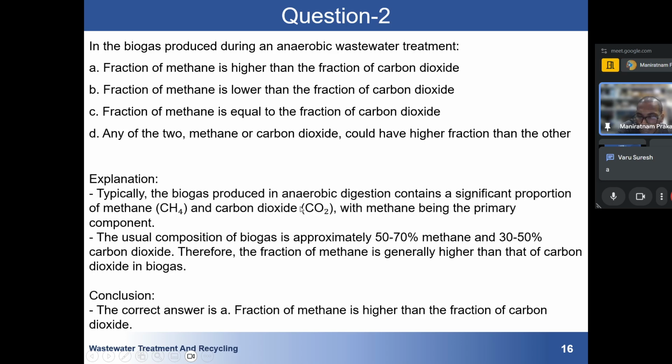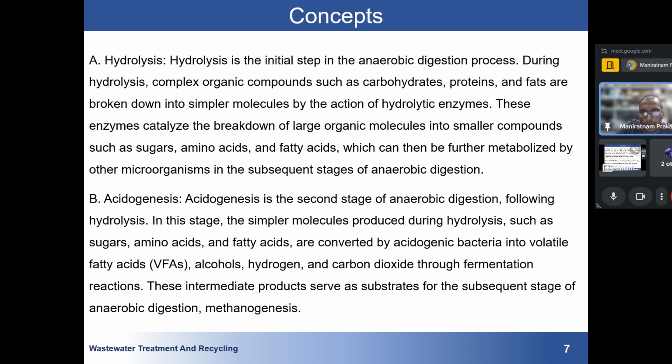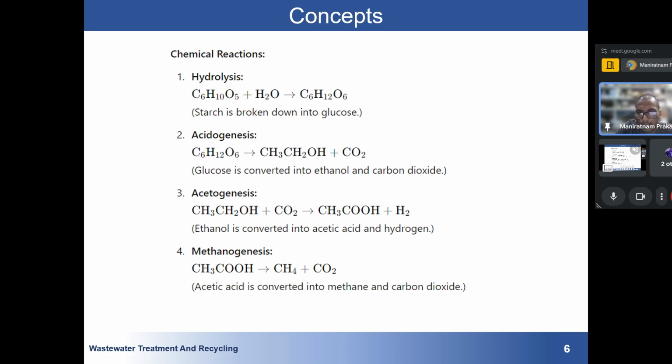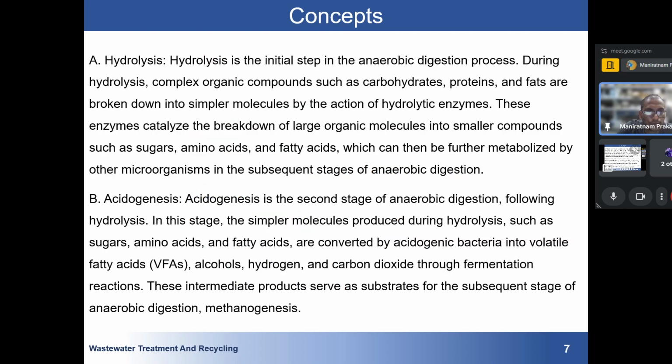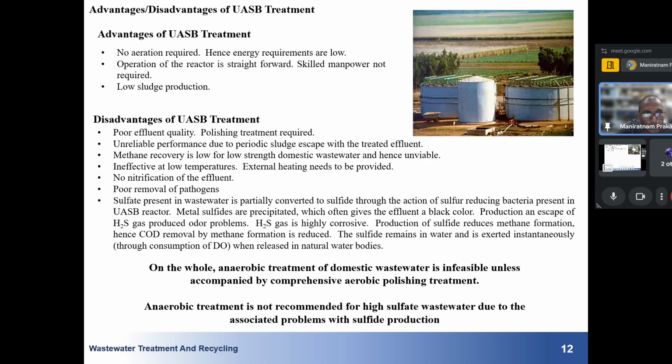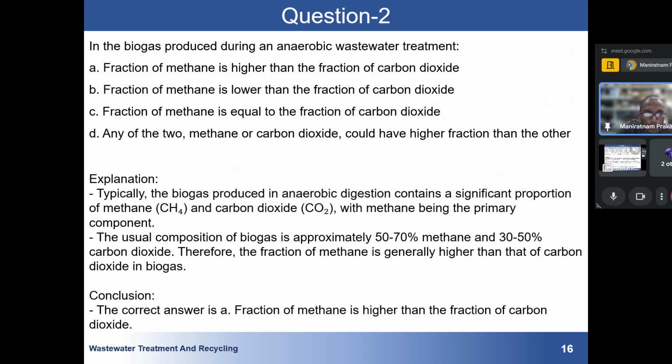Okay, so yes, the correct answer is A. Typically, biogas produced in anaerobic digestion contains a sufficient proportion of methane and CO2, with methane being the primary component. Generally, it is said that, and you can write the chemical reaction also. Suppose you can take any example. If you add up everything and balance out all the moles and molecules, you will see that a high amount of methane is getting produced.